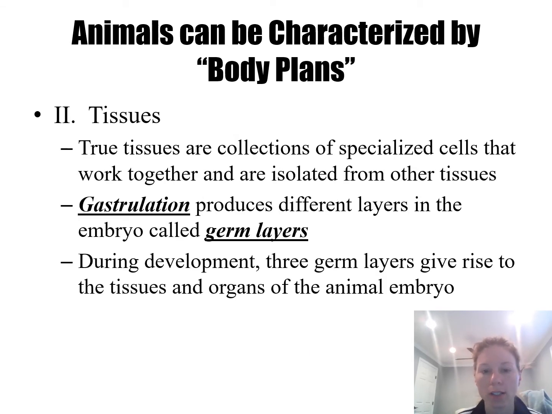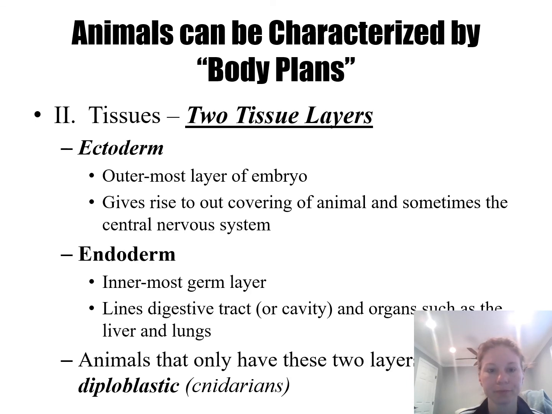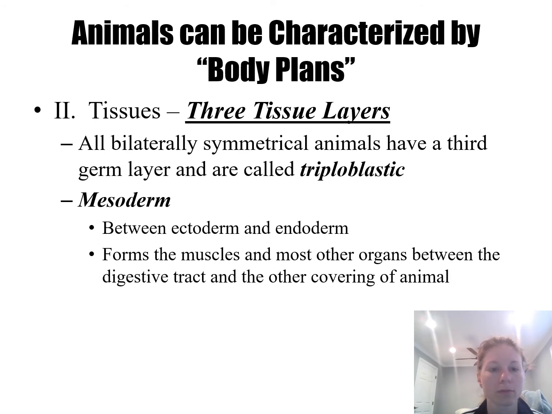So like I said, gastrulation is going to lead to germ layers. The ectoderm is the outermost layer, and it also gives rise to the nervous system, in addition to the outer covering. The endoderm is the innermost layer, and that's going to give rise to a lot of the gut cavity. Some animals only have 2 layers, so that's called diploblastic, and that's what you see in cnidarians. And cnidarians are jellyfish. Animals that have 3 tissue layers are triploblastic, and they have a mesoderm that makes up their muscles and some of the other internal organs.